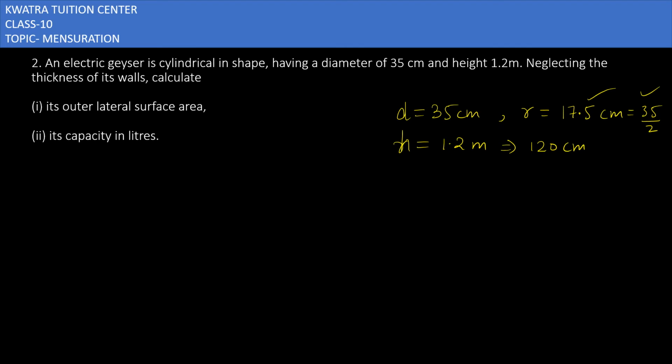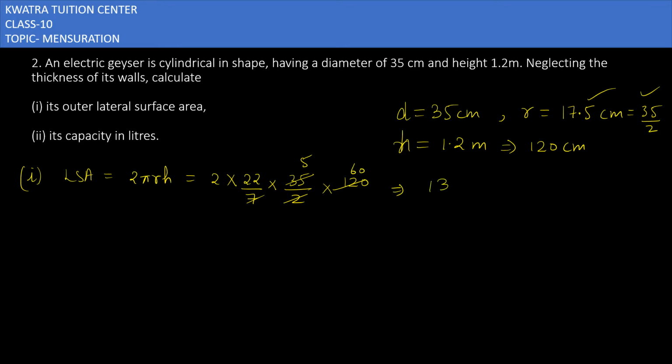Now you have to find the outer lateral surface area. What is the lateral surface area for a cylinder? It will be 2 pi r h. Then 2 will be as it is. Pi is 22/7 because nothing is mentioned here. The value of r is given, 35/2. H is there, which is 120. So yes, 2 and 120 can be cancelled, it will give you 60. 7 and 35 can be cancelled, it will give you 5. Multiplying all of these, you will get 13,200 centimeter square.